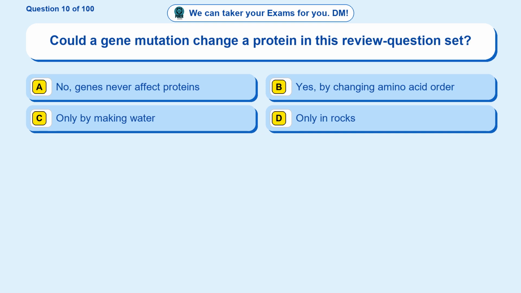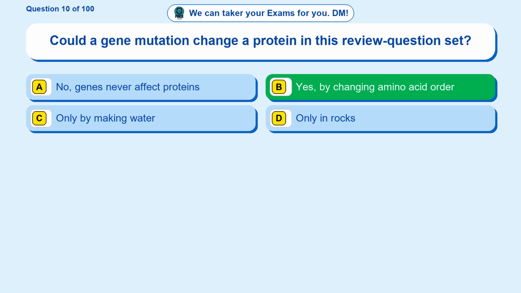Question 10. Could a gene mutation change a protein in this review question set? Option A. No, genes never affect proteins. Option B. Yes, by changing amino acid order. Option C. Only by making water. Option D. Only in rocks. The correct answer is option B. Yes, by changing amino acid order.